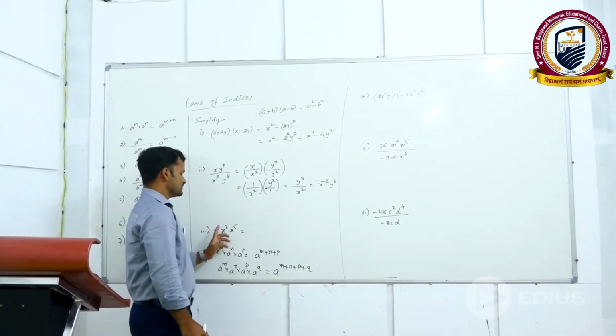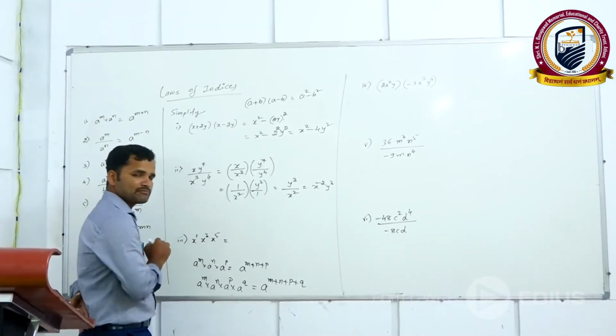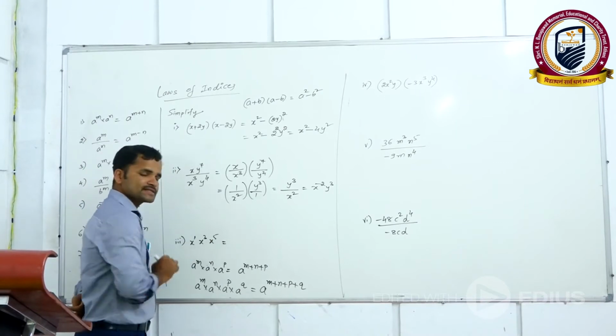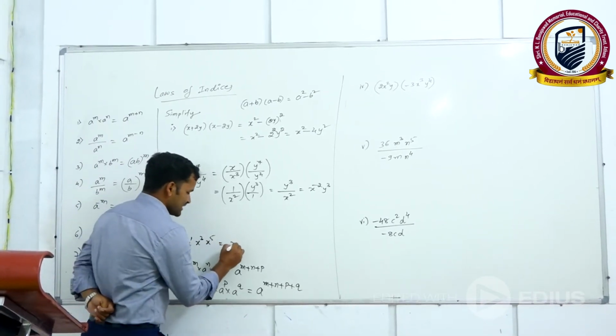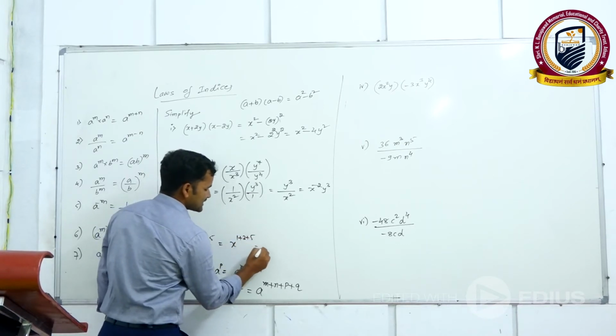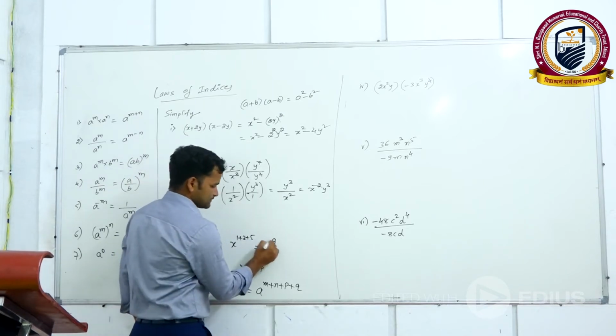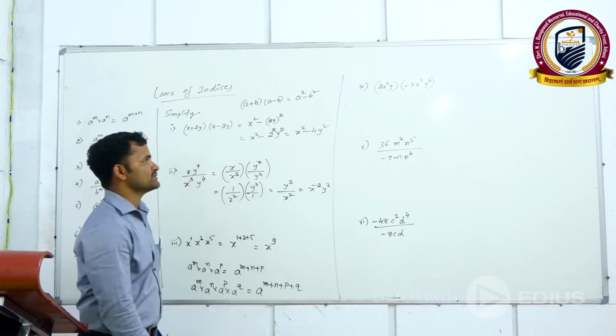Okay, x into x, three terms are there. Here the power is 1, the second term's power is 3, and here the power is 5. This can be written as x raised to 1 plus 3 plus 5. Nothing but x raised to 4 plus 5, 9. The answer is x raised to 9.